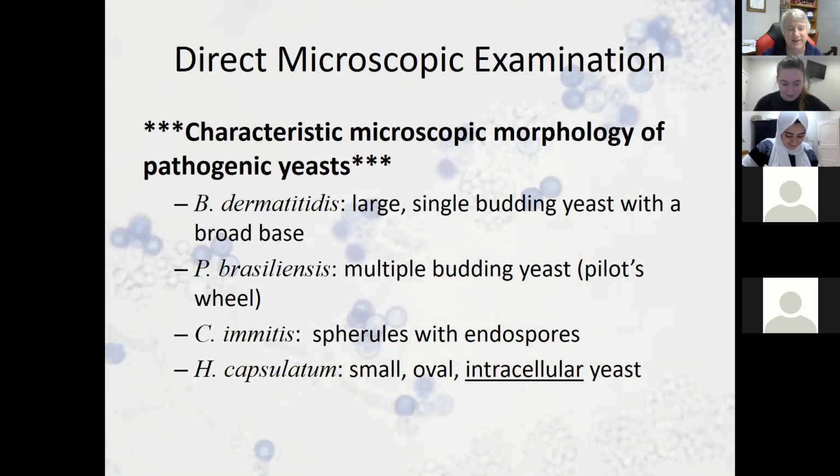Okay, that's 3. And then we got one we've already visited this lecture, which is capsulatum, small oval intracellular yeast. But who wants to help me with the H? Histoplasma, yes, Histoplasma, that's 68 on our list. So all 4 of these are on our list to recognize from a picture, but also to put in our answers. That's the way you do it, right? The slide says direct microscopic examination.